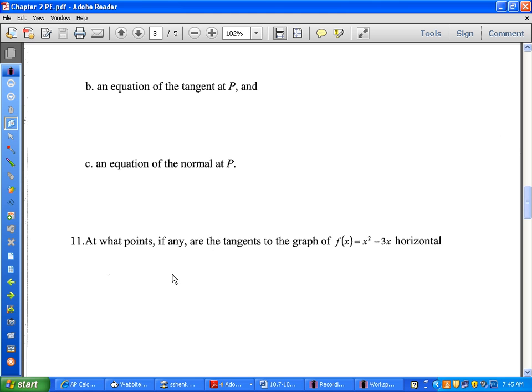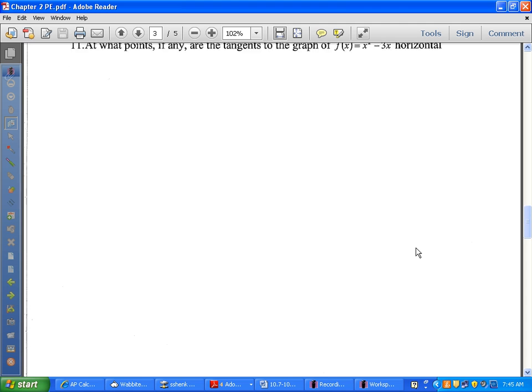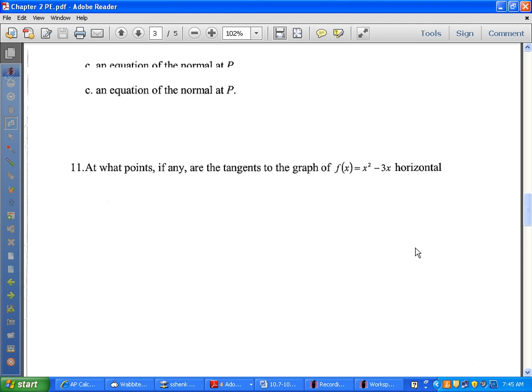We saw this, I think, in the graded homework last night. At what points, if any, are the tangents to the graph horizontal? Well, if the tangent line is horizontal, that means its slope has to be what? 0. So we take that limit, and we have to set it equal to 0 and find out, if any, what values of x will make it be 0. Okay. So on and so forth.